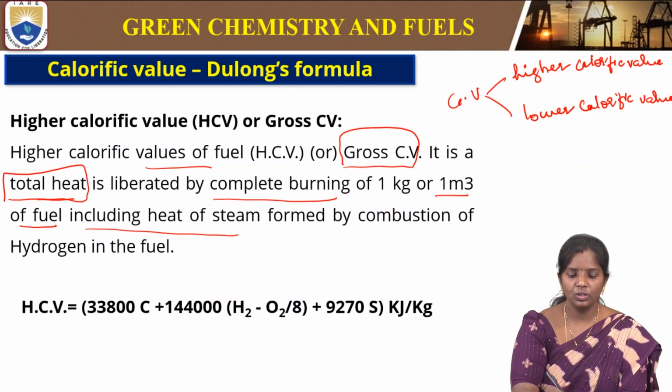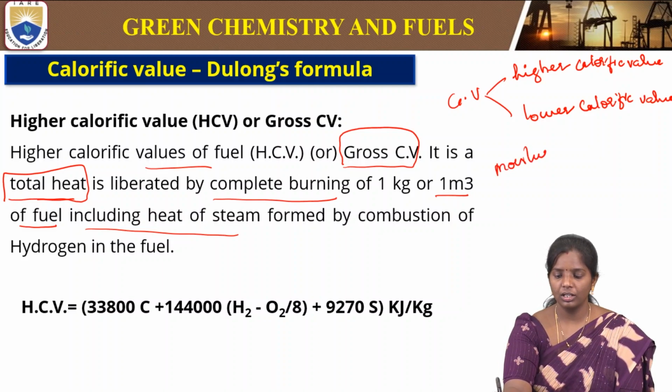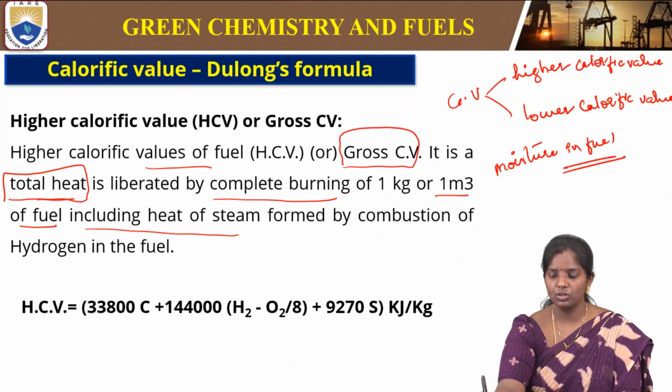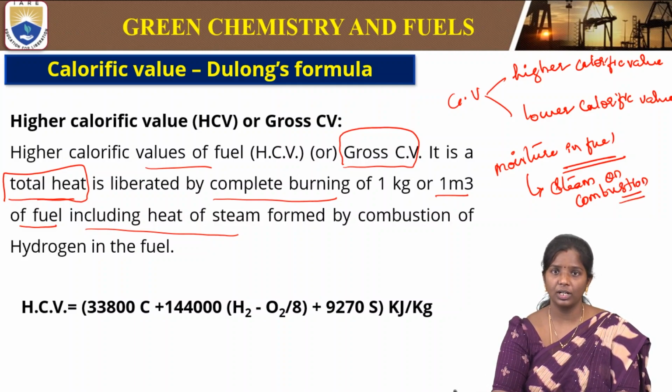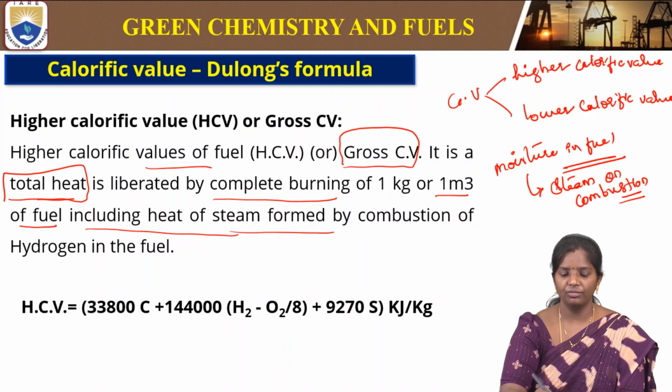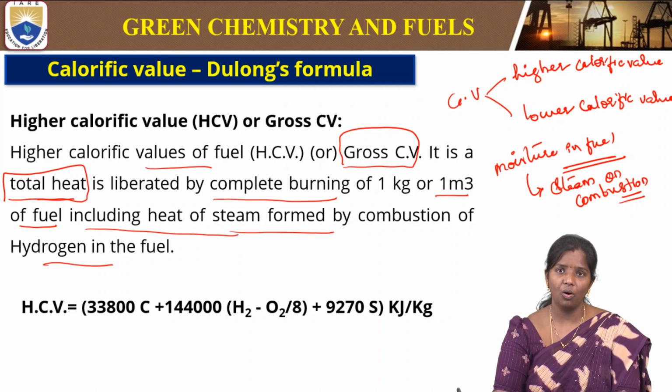That also includes the moisture in the fuel, which gives rise to steam on combustion. So steam is also produced on combustion, and this is taken into consideration for the higher calorific value. The heat of steam formed by combustion of hydrogen is also considered in the higher calorific value or gross calorific value.